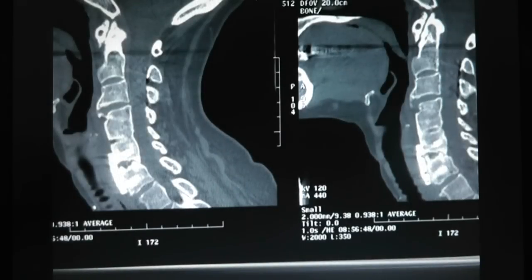Anything you want to add here? You see the superior sclerosis at the bottom is C6. C6, C7, yeah, and there's a lucency across it. And this looks solidly fused, doesn't it? Yeah. And C3, C4, any comments on that?